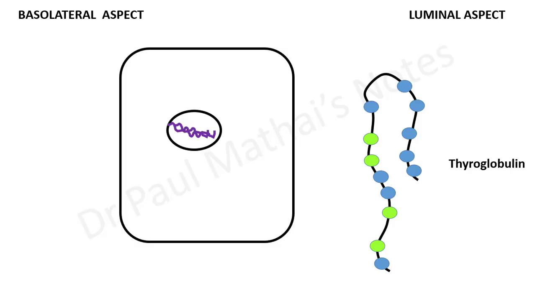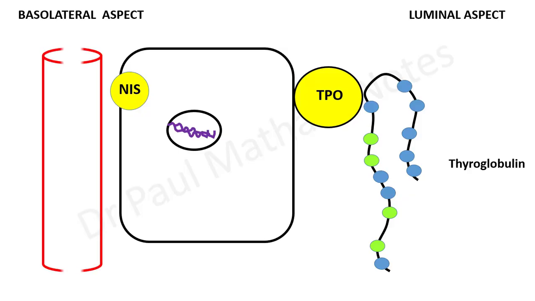The second protein that we shall consider is an enzyme called thyroid peroxidase enzyme, TPO, and it is seen on the luminal aspect of the follicular cell. The third protein is seen on the basolateral aspect of the cell, and it is called the sodium iodide symporter. Now, whenever iodide circulates in the circulation, it is brought to the thyroid follicular cells, and it enters the thyroid follicular cell via the sodium iodide symporter.